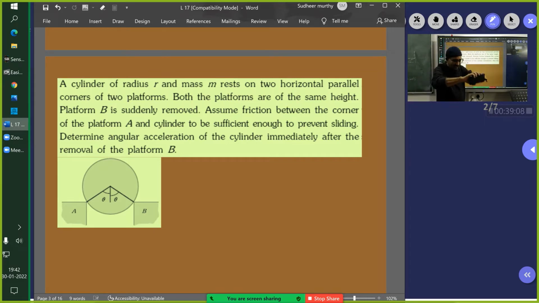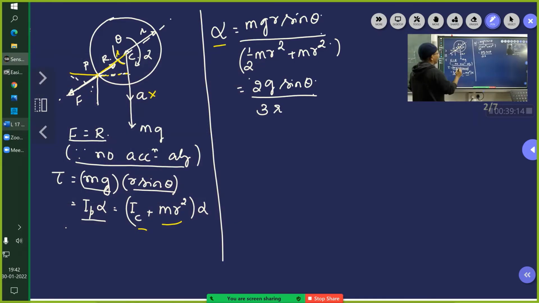See, supposing it was slipping, then you had to include, because if it is going to slip down, you have to include this vector, friction. If at all it was slipping, then you have to include that vector. Point number one.